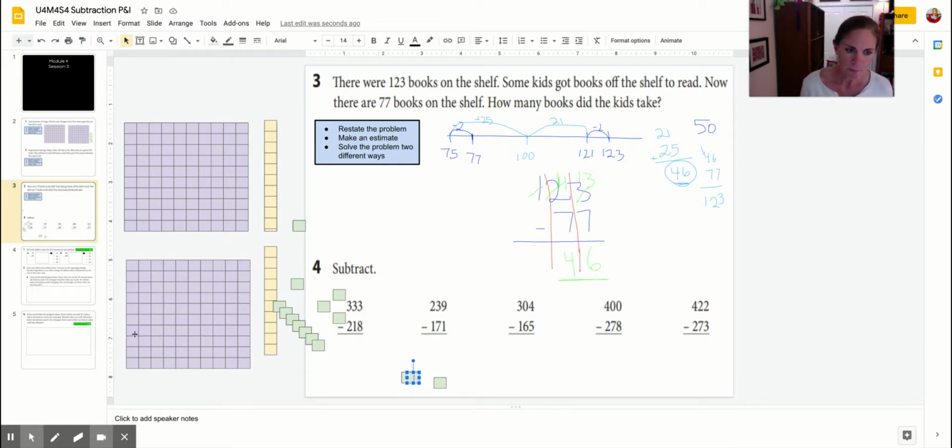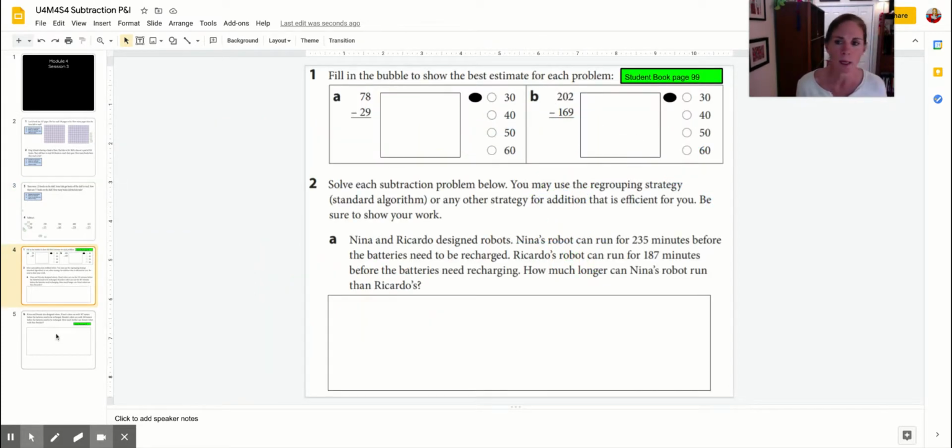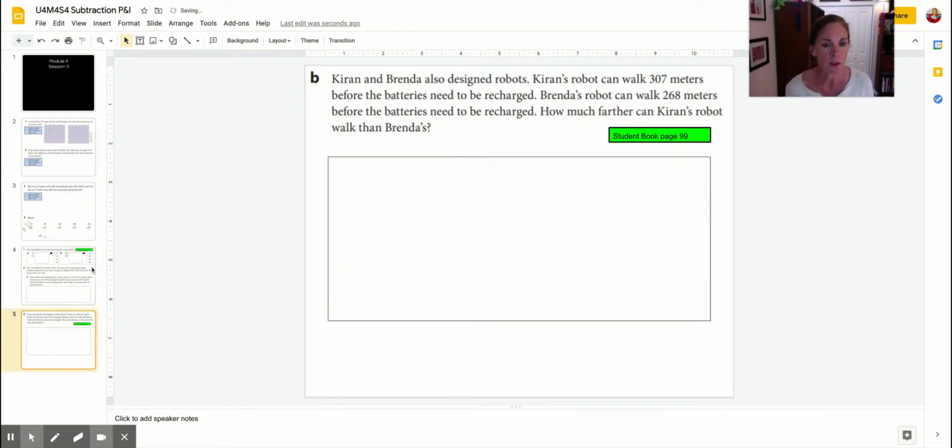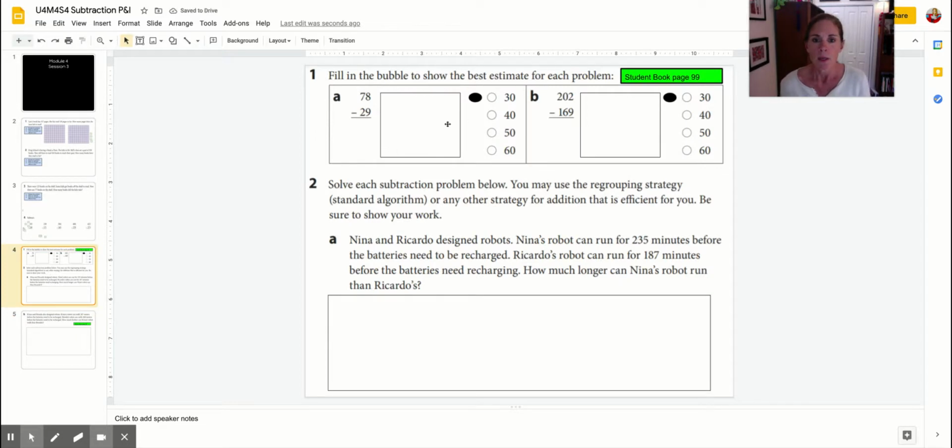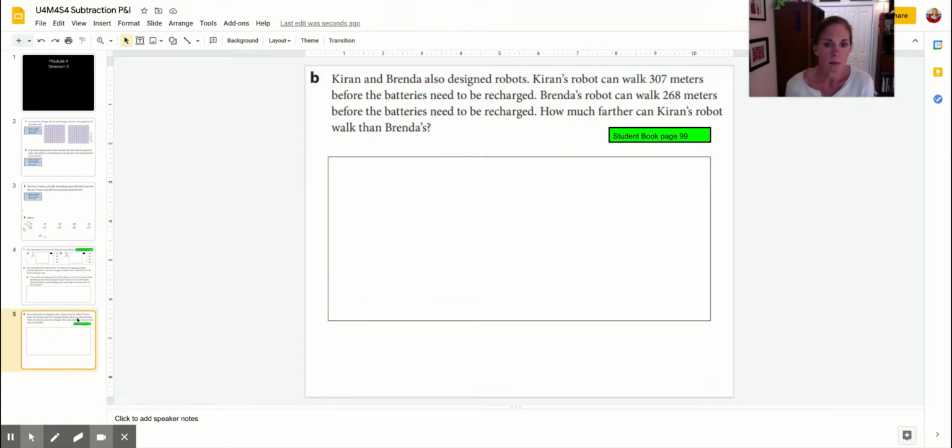All right, so practice with these problems, 333. And then I'd like for you to do just one little page in your student book. This is not a huge deal. There's just a couple of problems. So page 99 in your student book, or slide 4 and slide 5. First, you are going to make an estimate for these two. Easy peasy lemon squeezy. Then you are going to solve this problem and this problem.